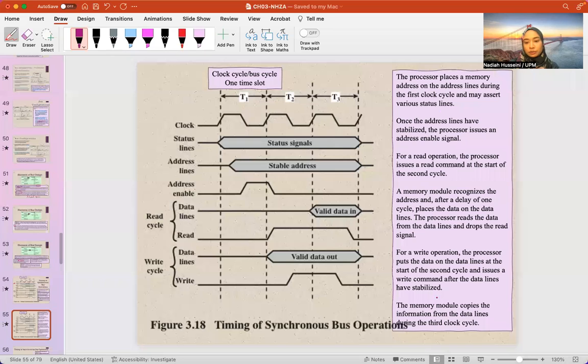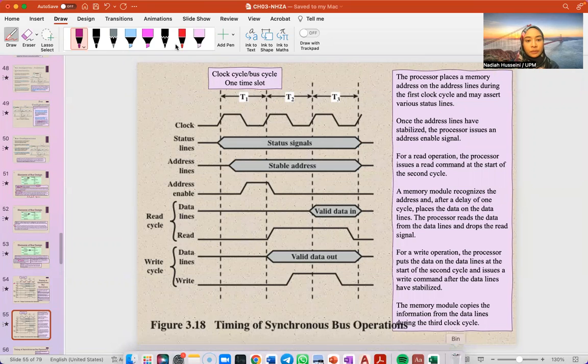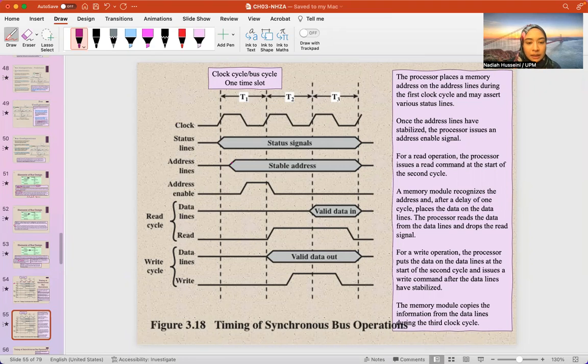So I already wrote my notes over here for you guys to refer to later. The processor places a memory address. Over here, this is our processor, and it gives out signals over time. You can see that over the 3 clock cycles, the status signal is there. It's not going anywhere because it is constantly controlling something. So the processor decides, okay, I want to put an address in the address line. So this is your input of stable address. Sorry, it puts in the address. And after some time, it becomes stable.